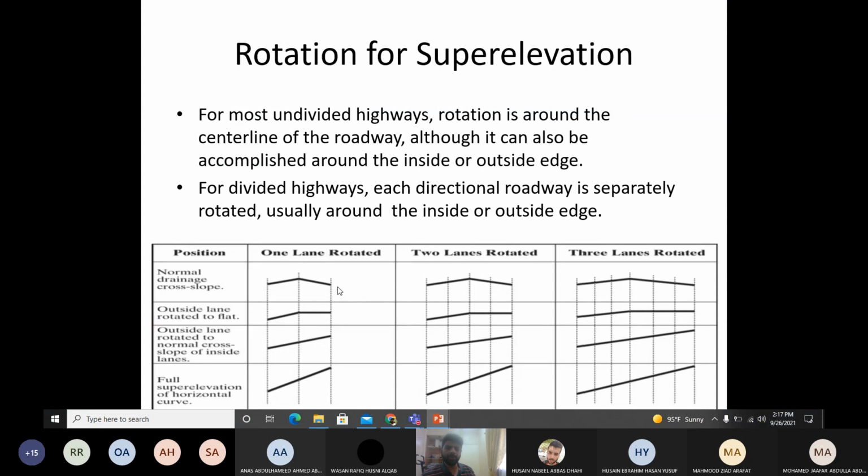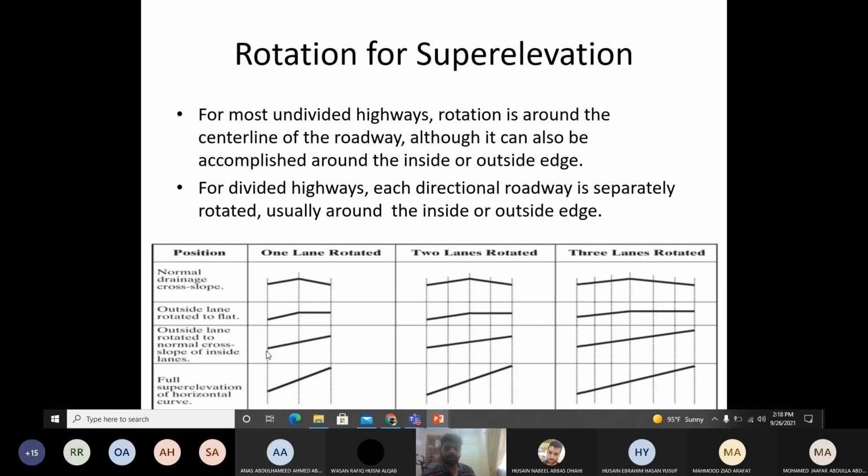From here to here, to make the outside edge flat, what did I do? I increased the elevation of the outside edge because the center line has to be in its place. So I increase the elevation of the outside edge because I'm rotating around the center line. So the center line will not change its elevation.